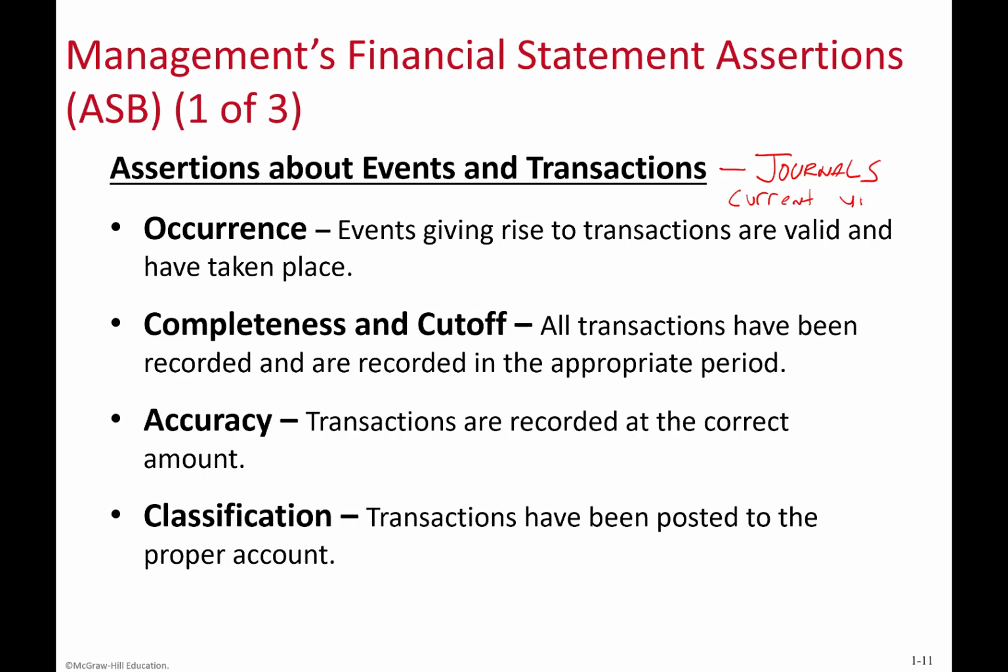Current year. Okay, journals current year. For example, we have a sale this year. We record that in the sales journal, don't we? We would debit cash and credit the sales, debit accounts receivable, credit the sales. So our sales journal is an example of a journal that would be covering transactions for the current year.